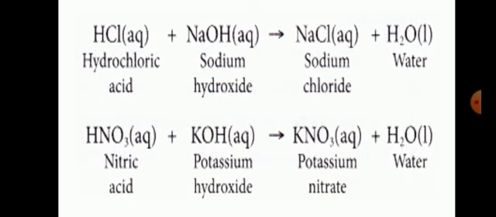Okay, now let us see the second example here, that is your nitric acid, which is your aqueous solution, that is HNO3, on combining with your KOH, that is also your aqueous solution, which is your potassium hydroxide, will give you the end product KNO3, that is aqueous solution, which is your potassium nitrate, plus water, that is liquid in state, that is your H2O.